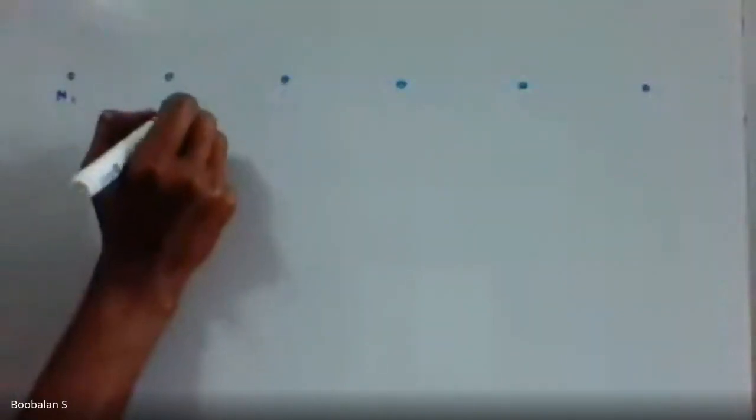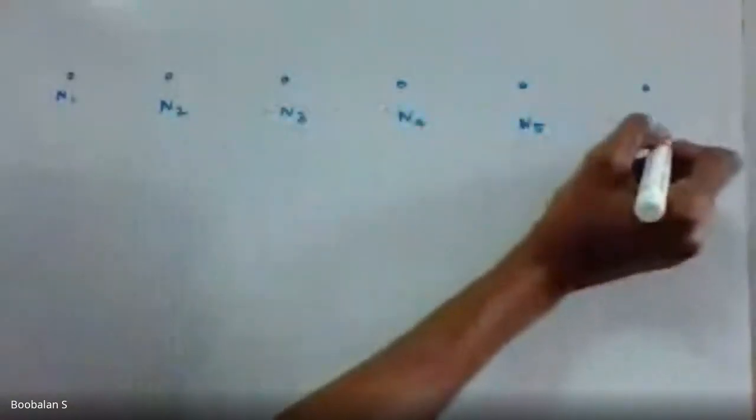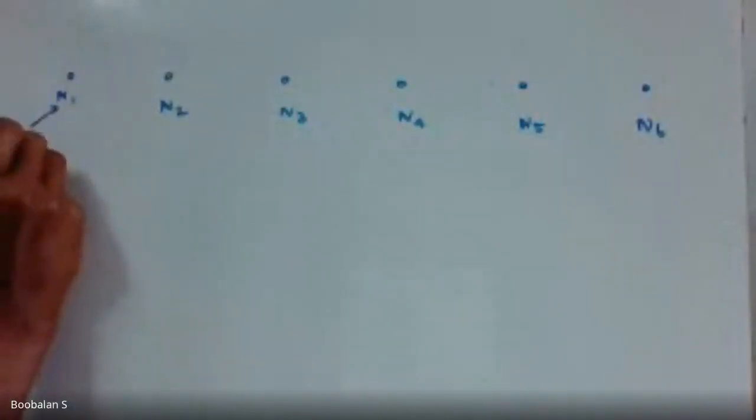Make it fast. N1, N2, N3, N4, N5, N6. All these are called nodes; we are now in a new topic, a new area. N denotes node: node 1, node 2, node 3, node 4, node 5, node 6.